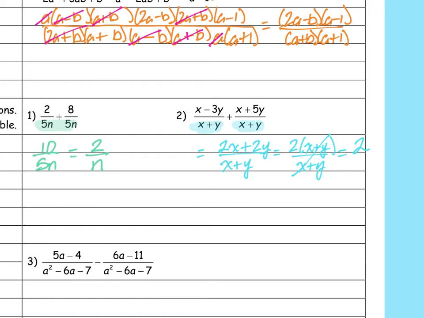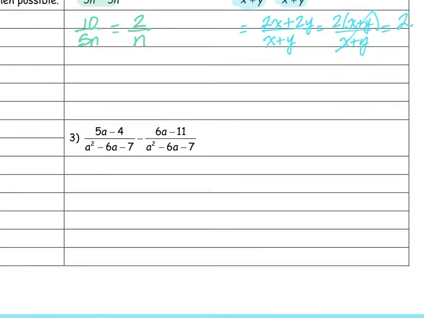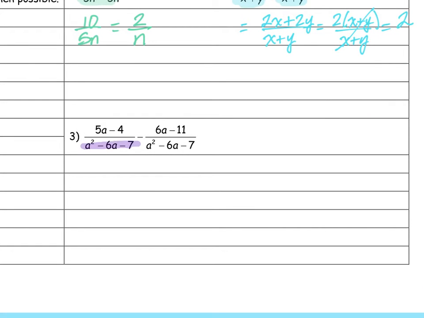Okay, so I'm going to keep going. Again, my denominators are the same. This time I have a subtraction problem, so I want to make sure that I know that it's subtraction. So I've got 5a minus 6a, which would give me negative a, and negative 4 minus a negative 11. So that's going to give me plus 7. Yes, plus 7, sorry.